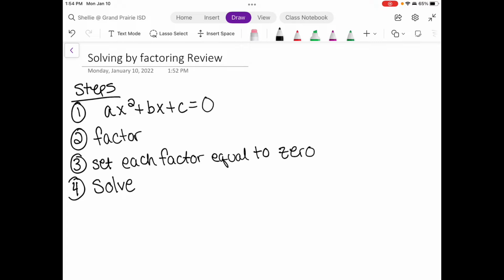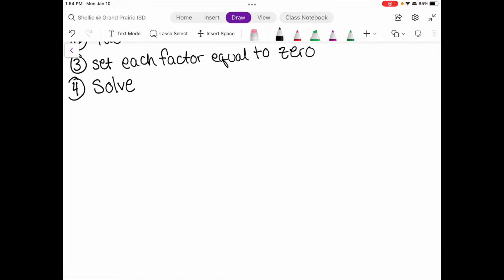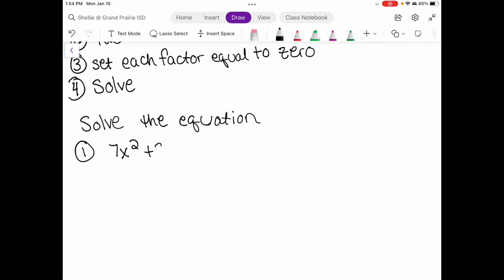Okay, so let's do some example problems to see how this works. So you would just be asked to solve the equation. Number 1, and they'd give you an equation, something like 7x squared plus 8x equals x squared. Now, the first thing that I see is that this is not equal to 0. I do need it to equal 0.